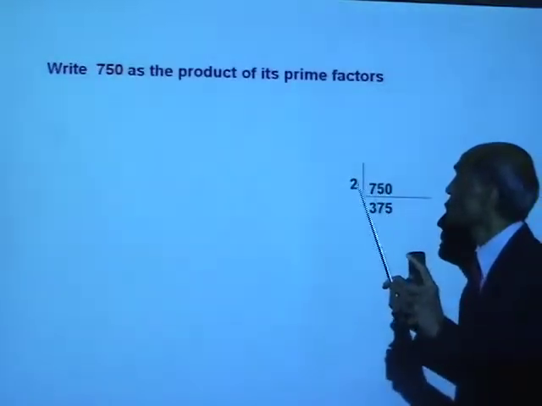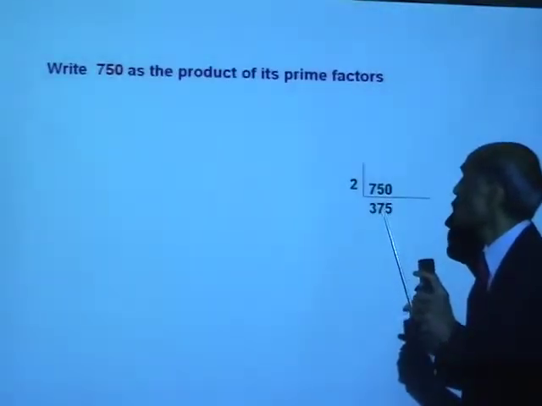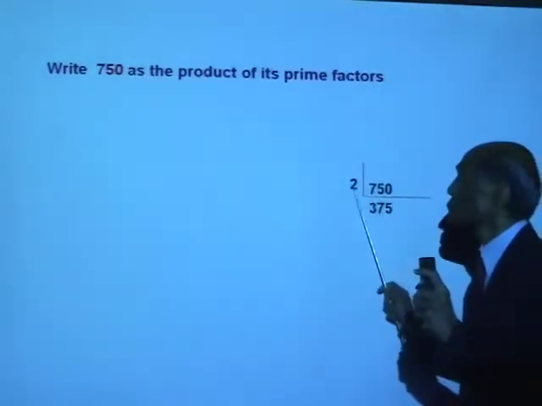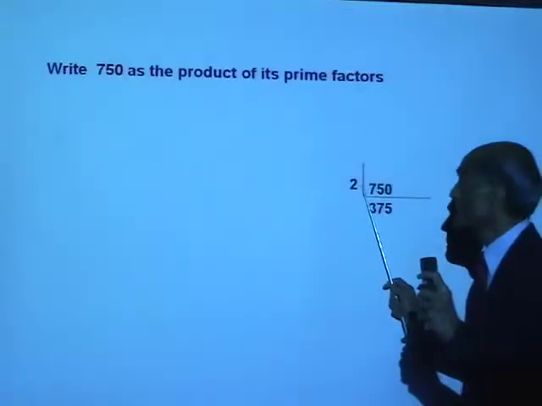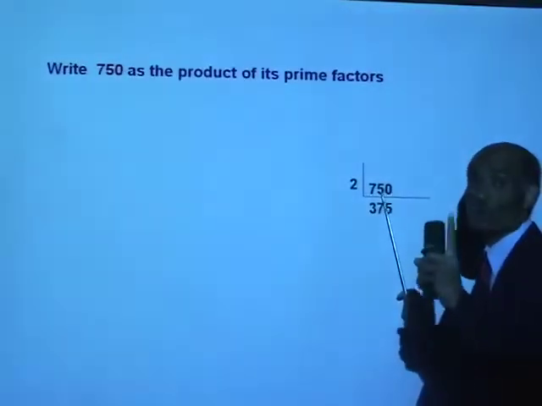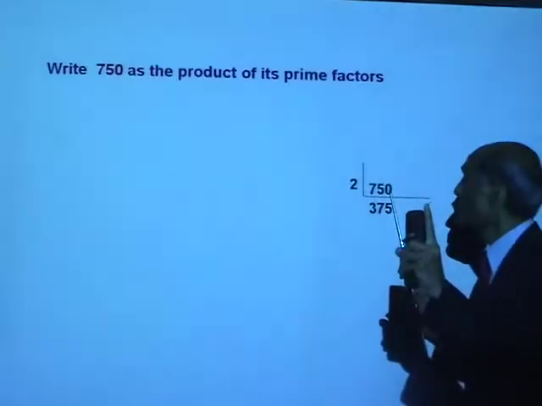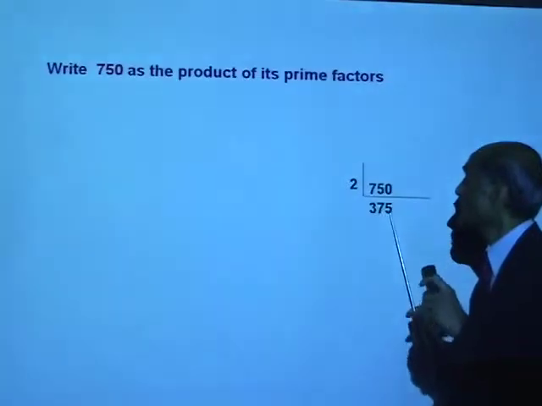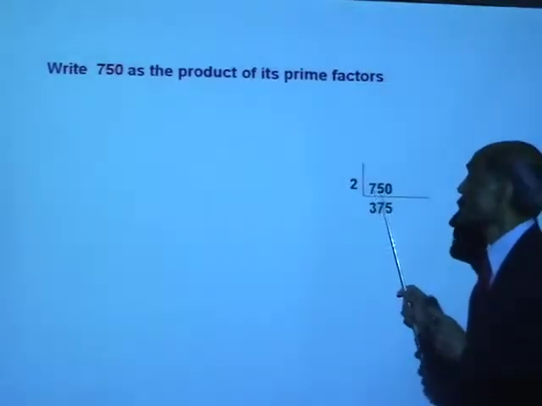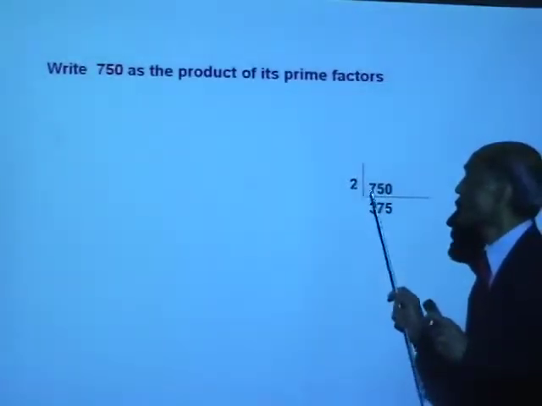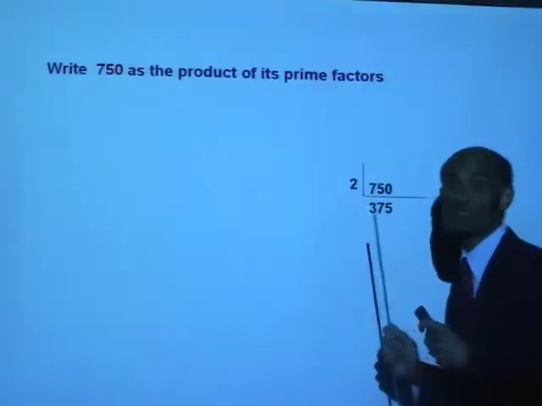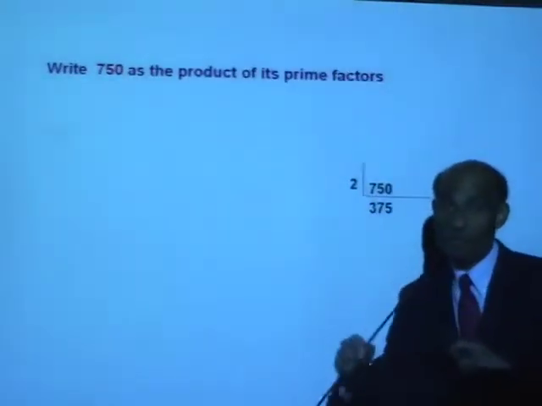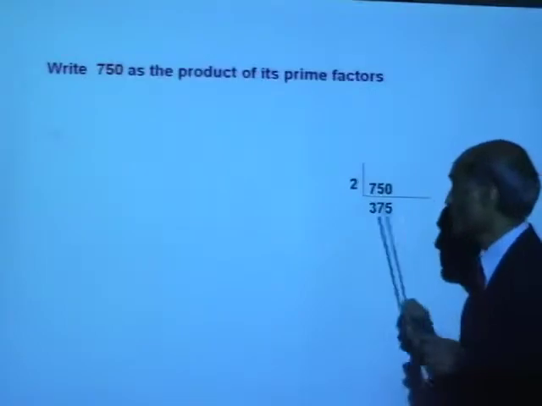2 goes in 15 7 times. 7 times 2 is 14. Now, from 15, take away 14, you have 1. 1 and 0 is 10. And 2 goes in 10 5 times. So 750 divided by 2 is 375. I hope you can do divisions like this.